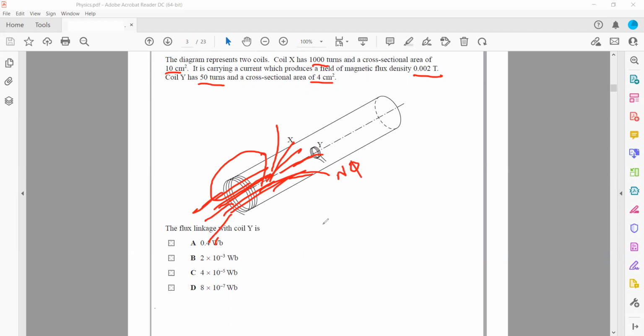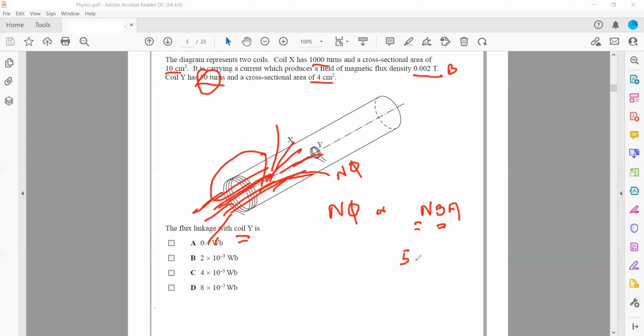So we want to find the magnetic flux linkage for Y, which is N phi, where N is the number of turns and phi is B dot A. So we need NBA. The strength of the magnetic field of X is what is passing through Y, and that is B, which is 0.002 Tesla. N is the number of turns. We need the number of turns of Y only. So Y has 50 turns because we are finding flux linkage for Y, N phi for Y.